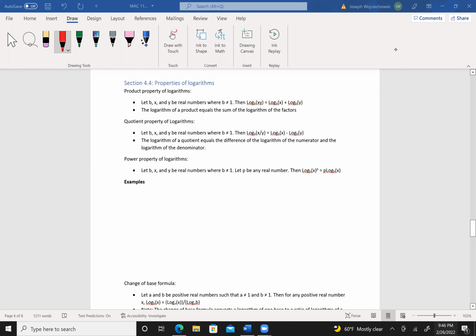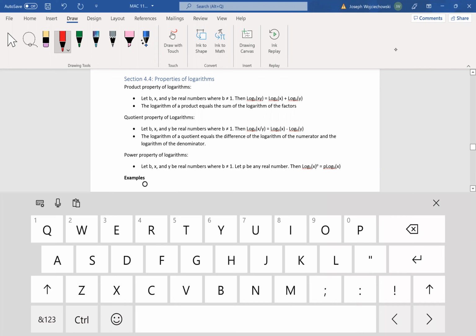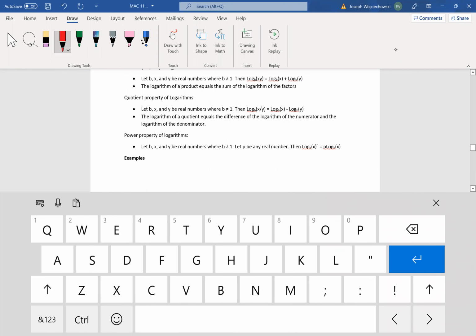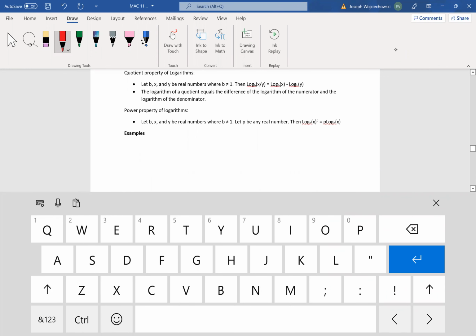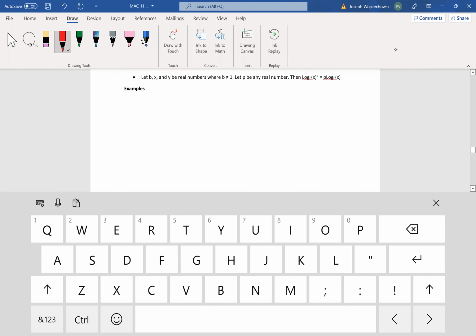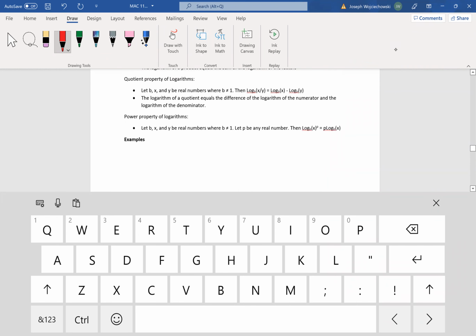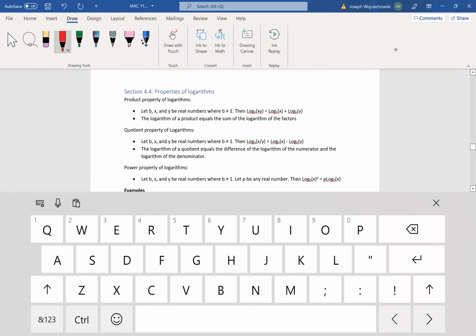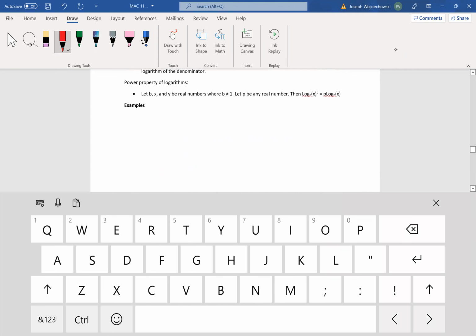Lastly, we have the power property of logarithms. It says let b, x, and y be real numbers again, where b does not equal 1. Then let p be a real number. Then the log base b of x to the p is equal to p times the log base b of x. So let's look at some examples of this real quick.